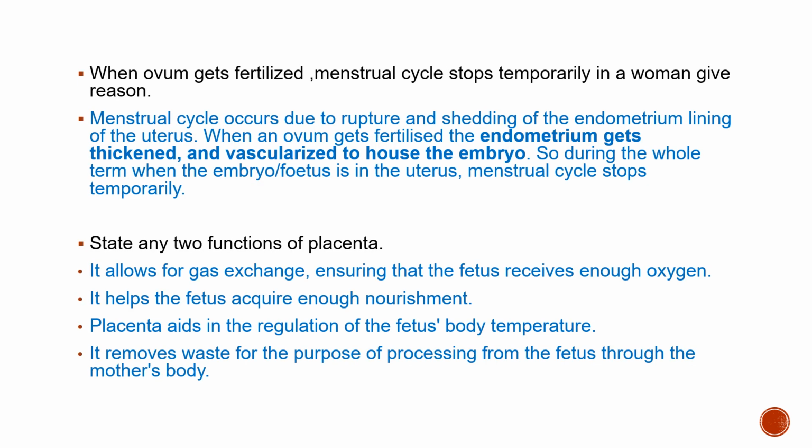Now here see, when the ovum gets fertilized, the menstrual cycle stops temporarily in women. What is the reason? So we should give a reason for the following. The menstrual cycle occurs due to the rupture and the shedding of the endometrium. We all know how the menstrual cycle happens. It is the shedding of the endometrium lining of the uterus. So when the ovum gets fertilized, what happens? The endometrium gets thickened and vascularized to house the embryo. To house the embryo means to keep the embryo protected.